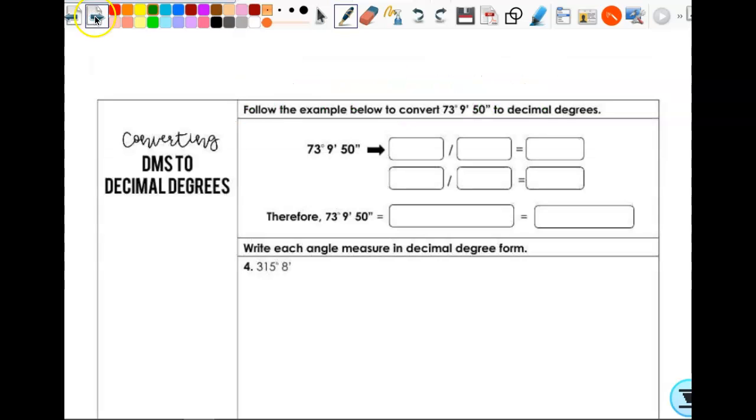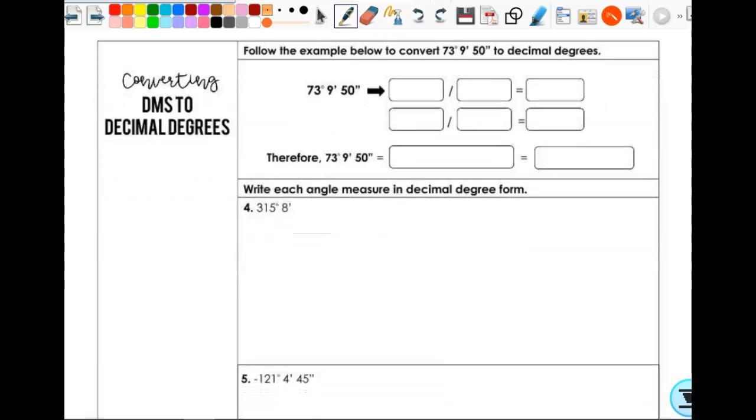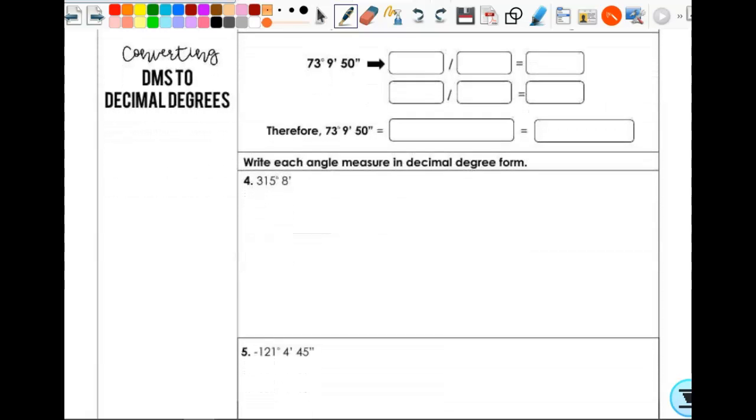So if we need to go the other way, we have degrees, minutes, seconds, and I need to put it into decimals. This is more of what will come up more often for you. We're going to change it. So if I have 73 degrees, 9 minutes, 50 seconds, I know I'm going to have 73 point something, right? So I'm going to start out with my 73 there.